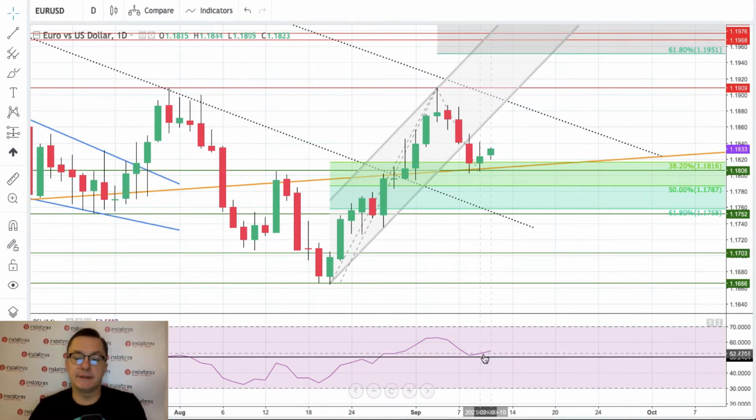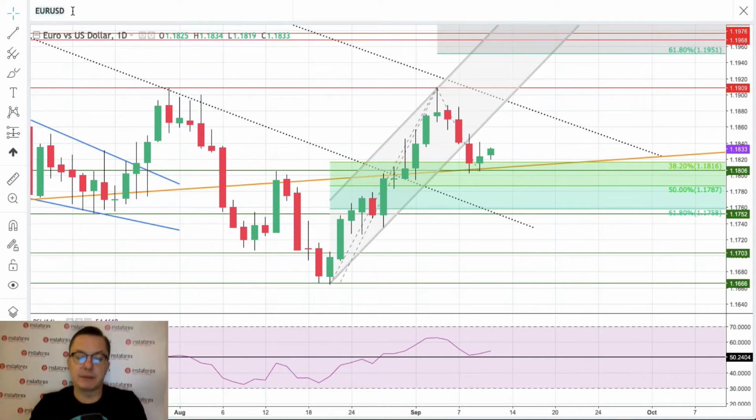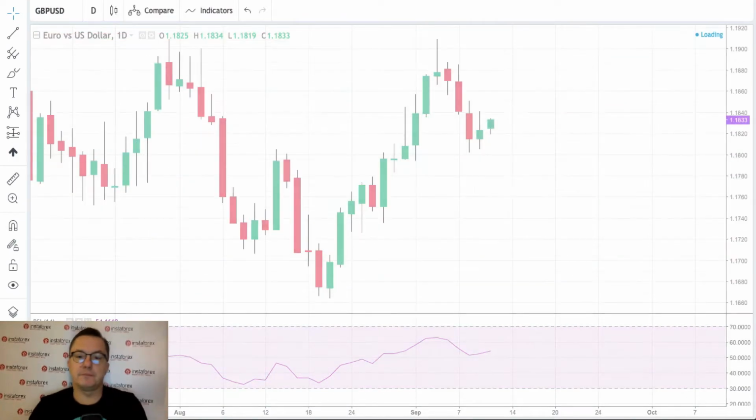Momentum is still positive, not that strong, but still positive, and there is a chance for another bounce on the euro.